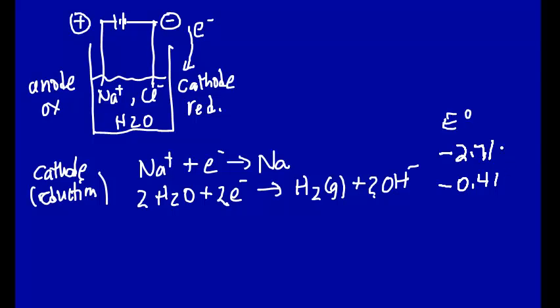The one that's preferentially reduced at the cathode is the one that has the higher reduction potential. This looks like it has a higher reduction potential. It's less of a negative number. So at the cathode, what will appear will be H2. We will not make metallic sodium. So this will appear, and over here we'll have little bubbles of gas coming up when we connect the battery. We're sticking electrons on the H of H2O to make H2 gas. H2 gas will be produced here. Now let's look at what happens at the anode.